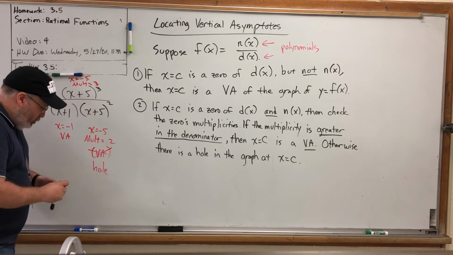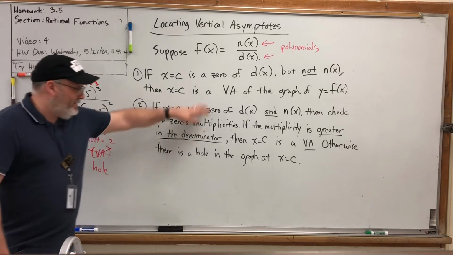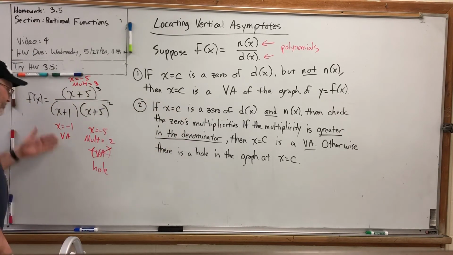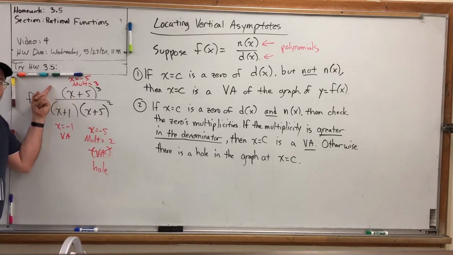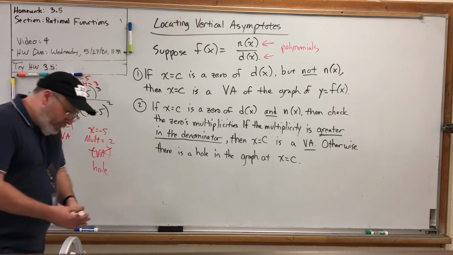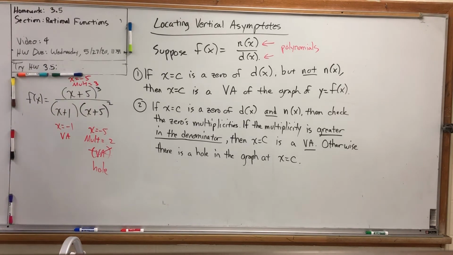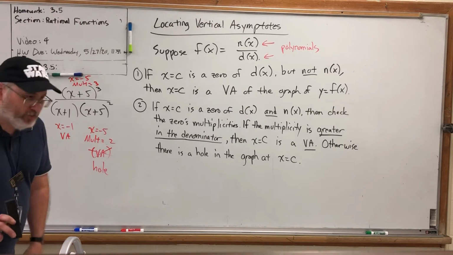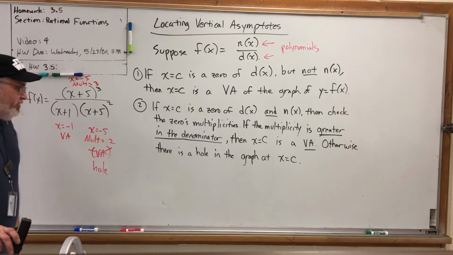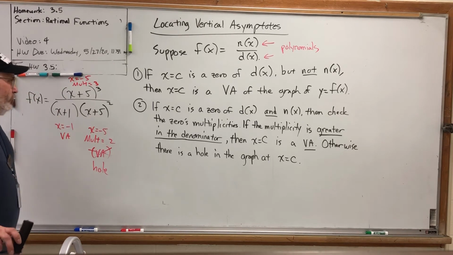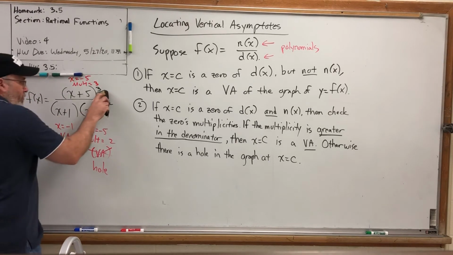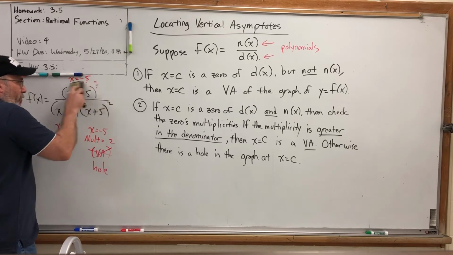So that's the whole story. And honestly, this last thing says it all, because the multiplicity of negative 1 down here is 1, but up top it is 0 because it's not even a factor. So if a number makes both sides of the fraction equal to 0, you look at both multiplicities. If the denominator has the greater multiplicity, yes, you're a vertical asymptote. Otherwise, you're a hole in the graph.